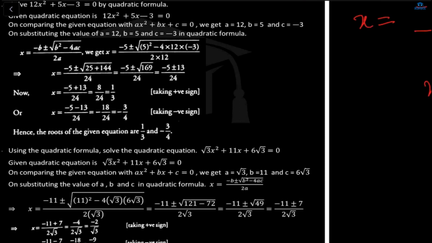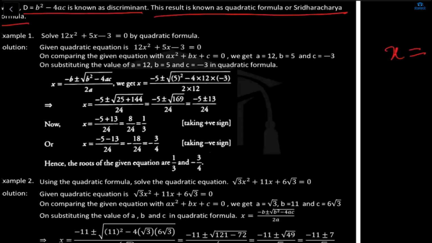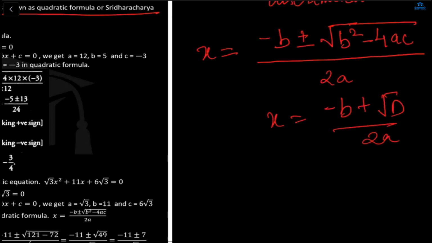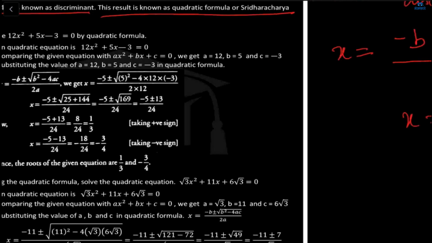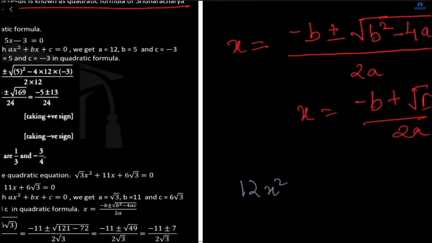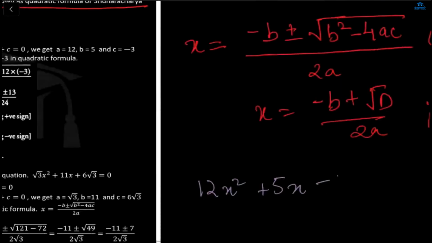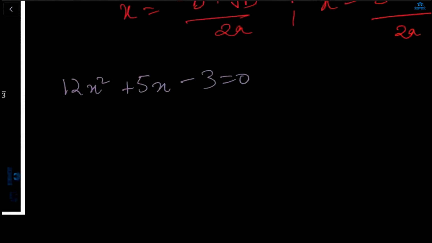Now let's see the question. Solve 12x square plus 5x minus 3 is equal to 0 by the quadratic formula. So the equation is 12x square plus 5x minus 3 is equal to 0, and you have to solve it with the quadratic formula. First of all, we are going to compare it with ax square plus bx plus c is equal to 0.